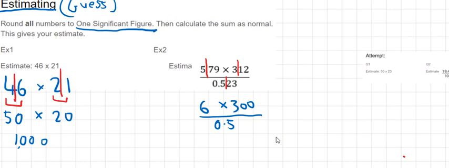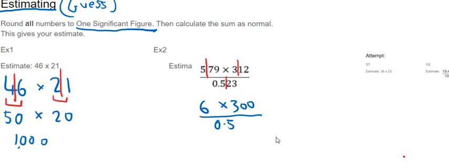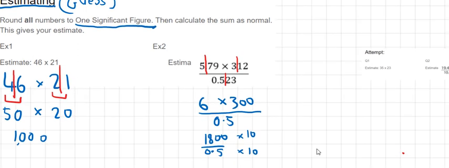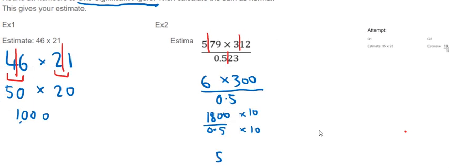And then we've got a little bit of calculating to do. 6 multiplied by 300 would be 1800. And we have 0.5 on the bottom. A trick you can do when you're dividing by a decimal, because it seems kind of tricky to divide by 0.5, is multiply top and bottom by the same thing. If I multiply top and bottom by 10, it will turn the bottom into a 5, which makes things a little bit easier. And the top then would turn into 18,000.